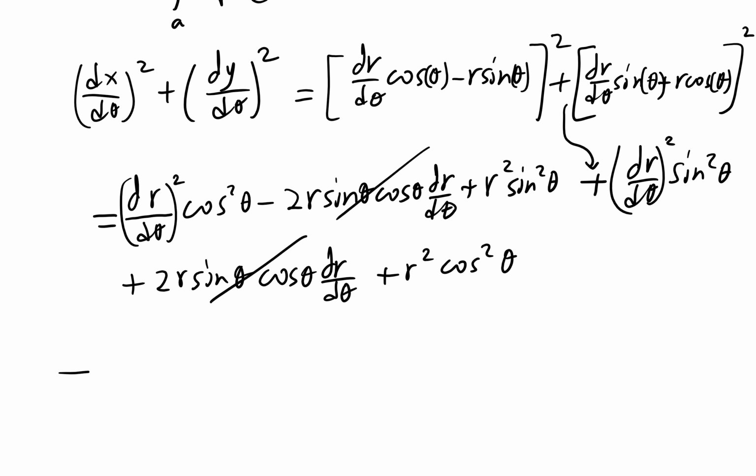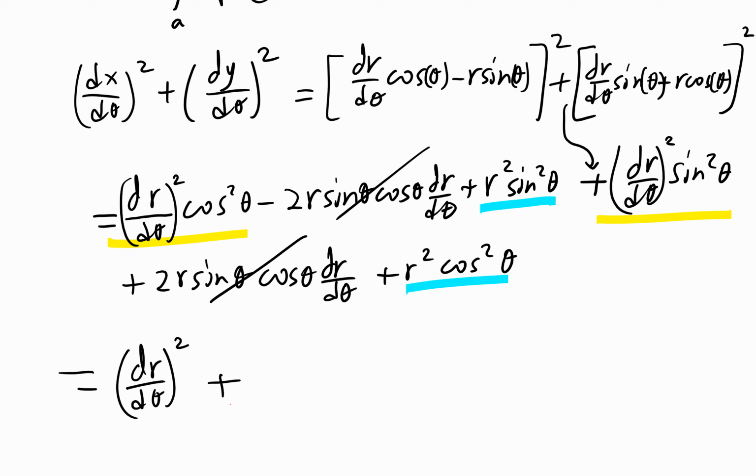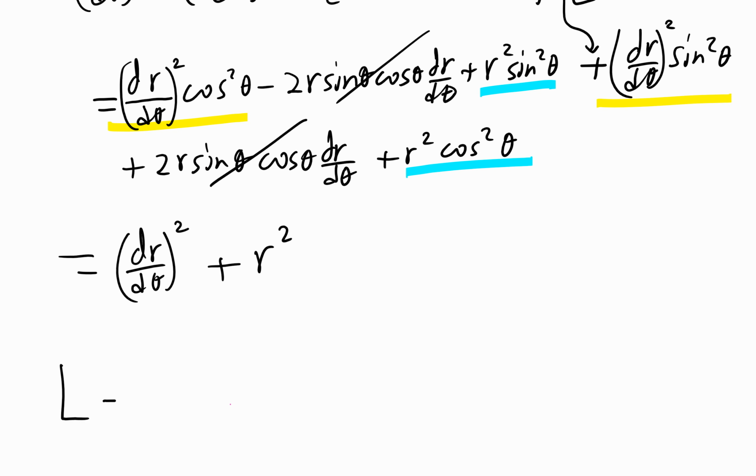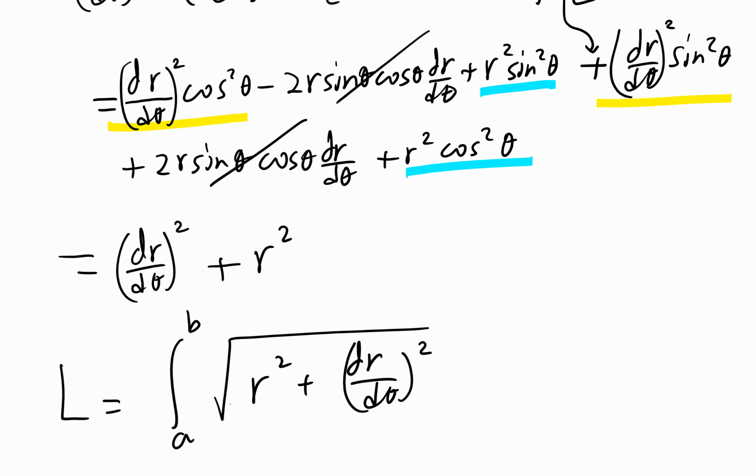Now to simplify this, we may look at this one and this one. We can factor dr d theta squared, and what is left is cosine squared theta plus sine squared theta, which is 1. Plus, now we can take this one and this one. R squared is common, and that will leave sine squared plus cosine squared, which is also 1. So now, the arc length is going to go from A to B. Instead of dx d theta squared plus dy d theta squared, we can do r squared plus dr d theta squared d theta.